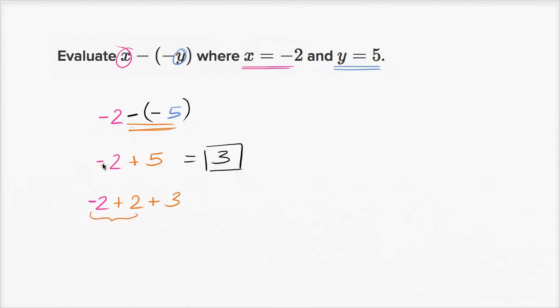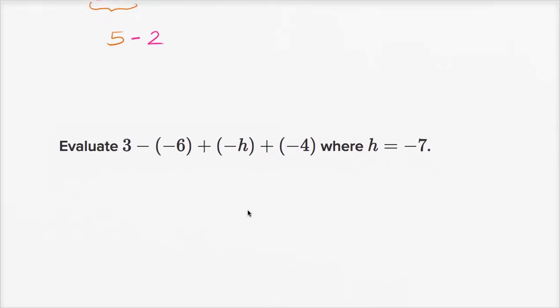Another way to think about it, negative 2 plus 5 is the same thing as 5 minus 2. 5 minus 2, which is of course equal to 3. Or you can of course draw it on a number line. And you would say if you start at negative 2 and you take 5 steps to the right, you get to positive 3.